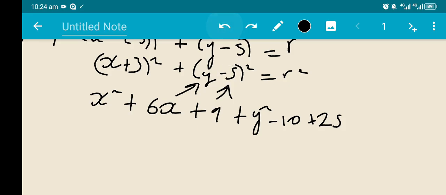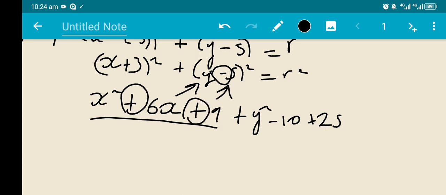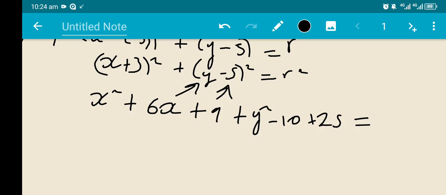So if there's a negative here, it is going to come here. But here, as we may see, there was no negative. They were both positive. Anyway, that is the idea. Then we say this should be equal to what?